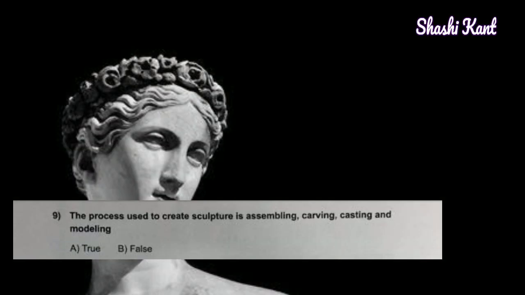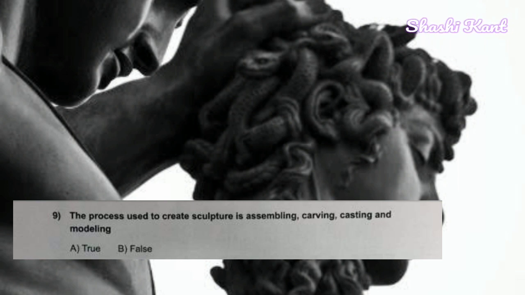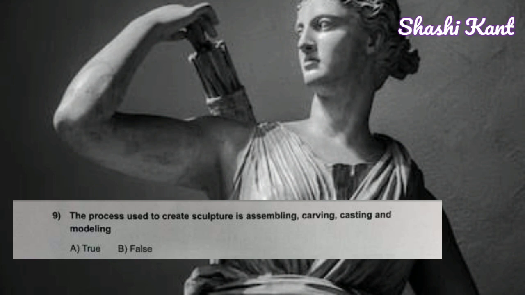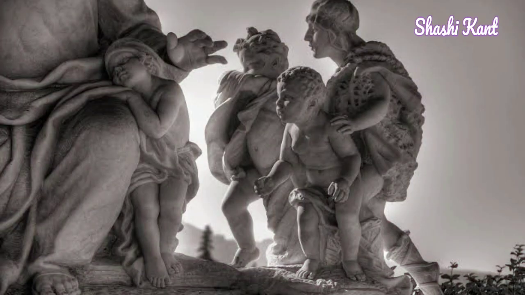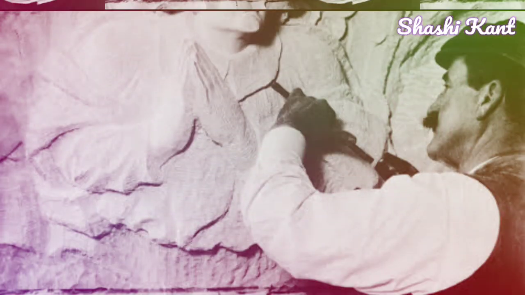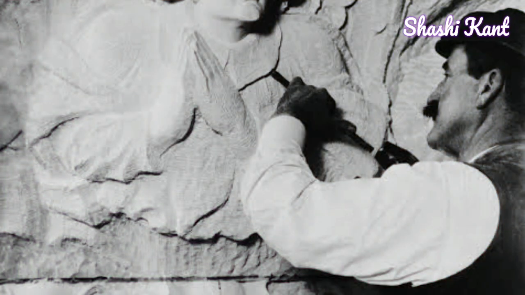3-dimensional. Question number 9. The process used to create sculpture is assembling, carving, casting and modeling. Options are A. True, B. False. And the correct answer is A. True. Sculptors primarily use 4 basic techniques. Number 1. Carving. Carving involves cutting or chipping away a shape from a mass of stone, wood or other hard material. It is a subtractive process.